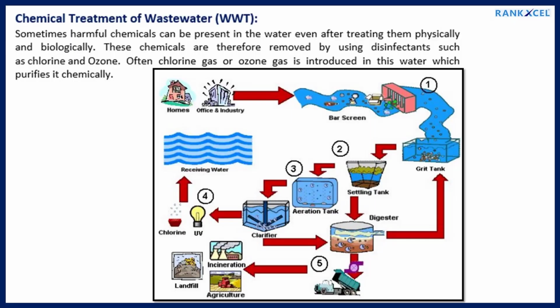Chemical treatment of wastewater. Sometimes harmful chemicals can be present in the water even after treating it physically and biologically. These chemicals are therefore removed by using disinfectants such as chlorine and ozone. Often chlorine gas or ozone gas is introduced into this water, which purifies it chemically.